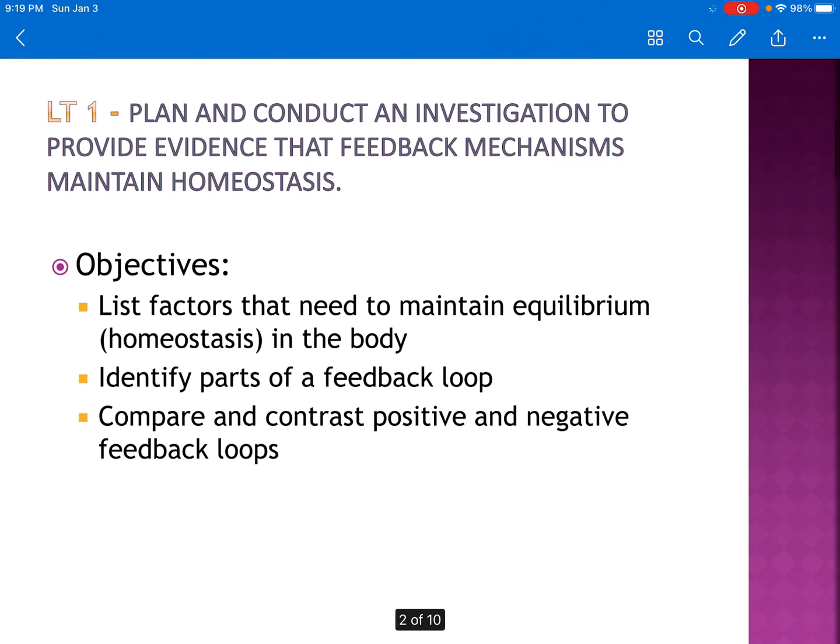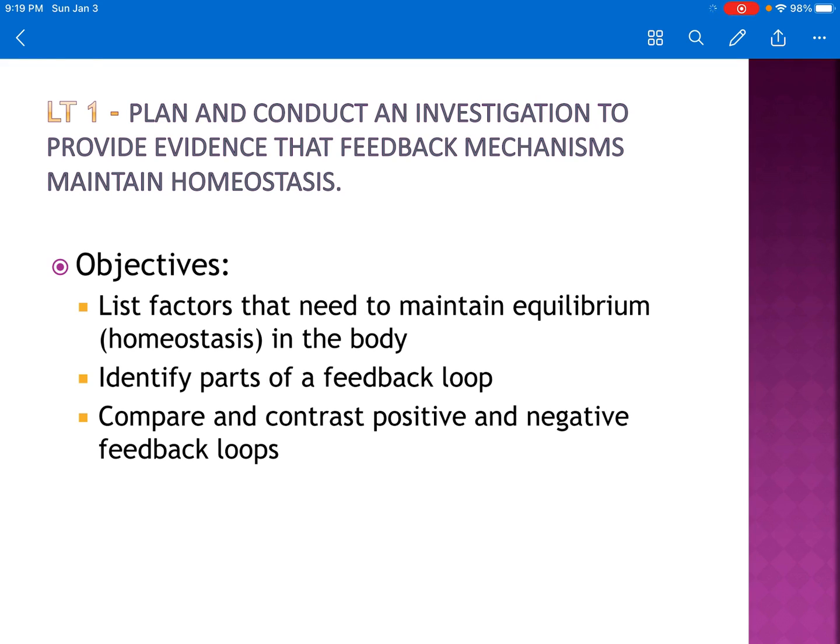So there's only one learning target, and we'll really be getting more to the actual learning target later on when we do your lab, but it's to plan and conduct an investigation to provide evidence that feedback mechanisms maintain homeostasis.